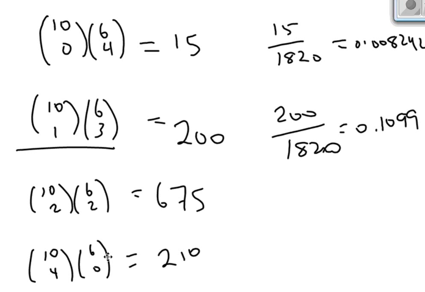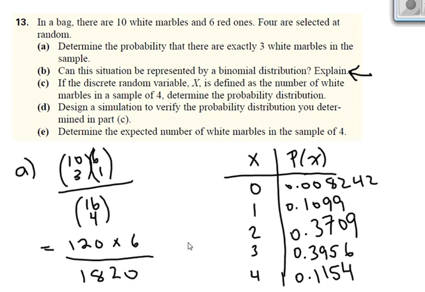Then we'd already done 3, so here's 4 white, so 10 choose 4 and 6 choose nothing. That gives me 210 divided by 1820. So here's my probabilities, and I've already added them up to make sure that they equal 1, or approximately 1. Good. So D, design a simulation that will verify the probability distribution you determined. Obviously that's not part of the test because you're not going to be designing simulations for me on this test. But we can fast forward to E, which says determine the expected number of white marbles.